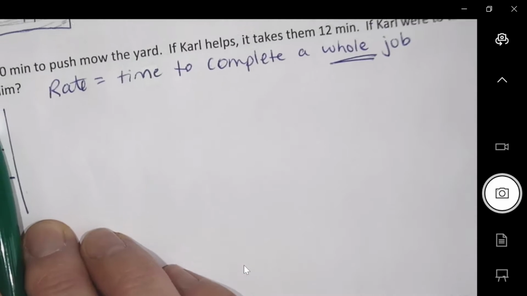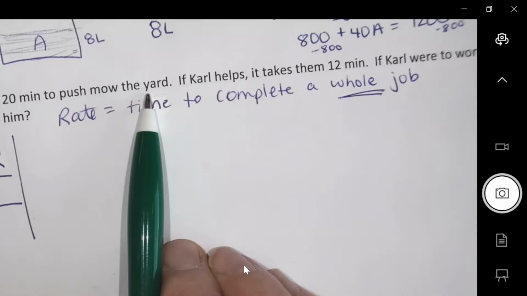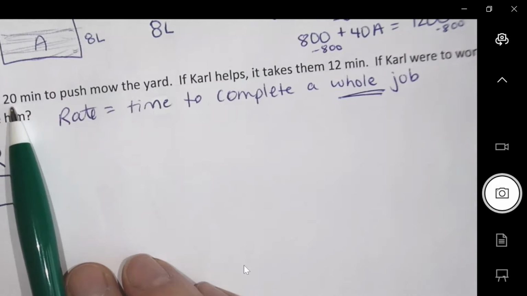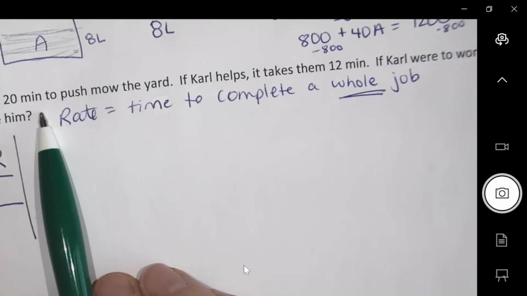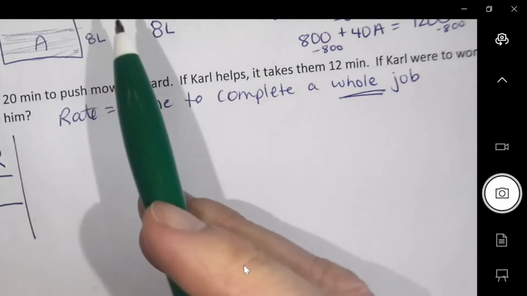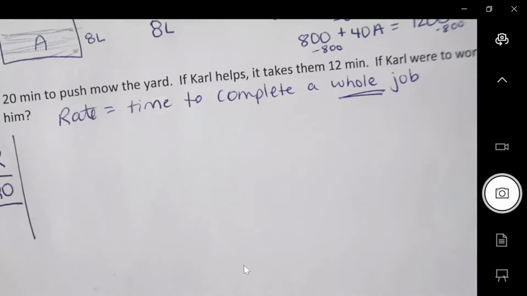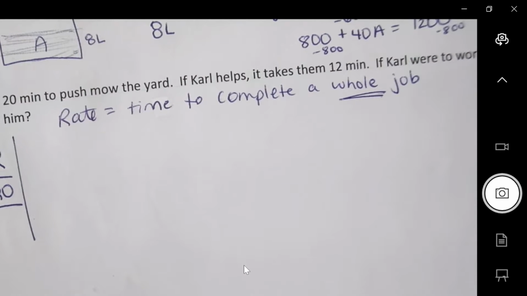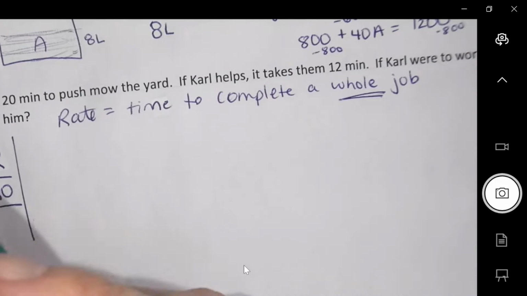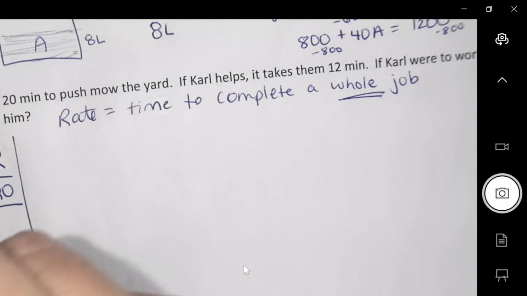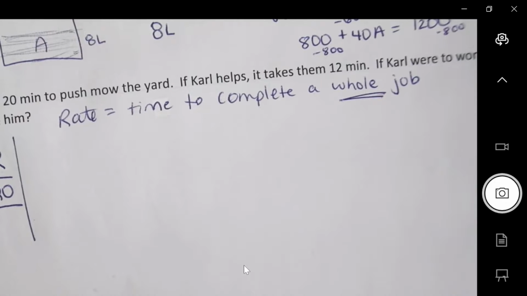Okay, it takes Jeremy 20 minutes to push mow the yard. Is that considered a time that's worked or a rate to do a job? Rate. So Jeremy's rate is 20 minutes because that's how long it took him to complete an entire job. If Carl helps, then together, when they're working, it would only take 12 minutes. Is that a time or is that a rate of somebody's job? That is the time. So they both will work for 12 minutes.